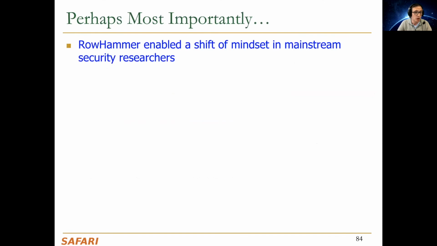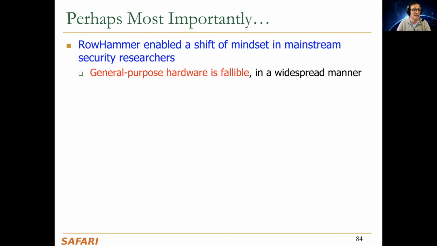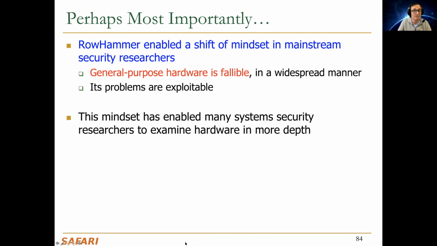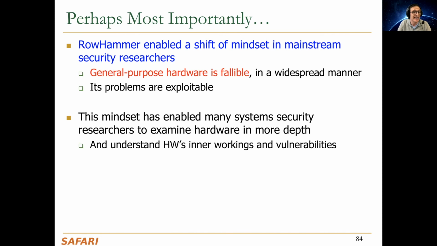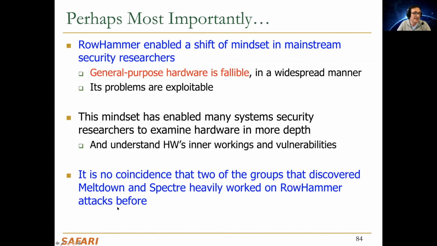And also, perhaps more importantly, RowHammer has enabled a shift of mindset in mainstream security researchers. General purpose hardware is fallible in a very widespread manner. Its problems are exploitable. And this mindset has enabled many system security researchers to examine hardware in more depth and understand how hardware works internally and create or find vulnerabilities in hardware. So I think it's no coincidence that two of the groups that discovered Meltdown and Spectre concurrently heavily worked on RowHammer attacks before. And I think there are many, many more attacks to come.